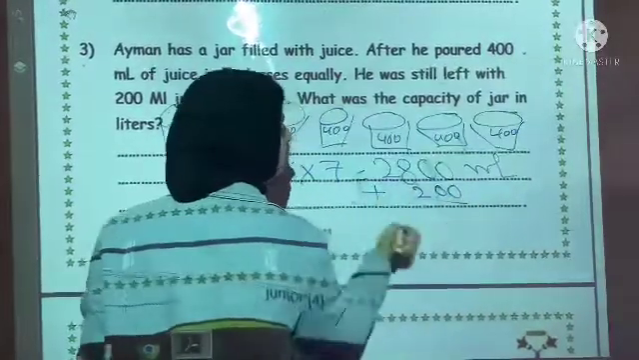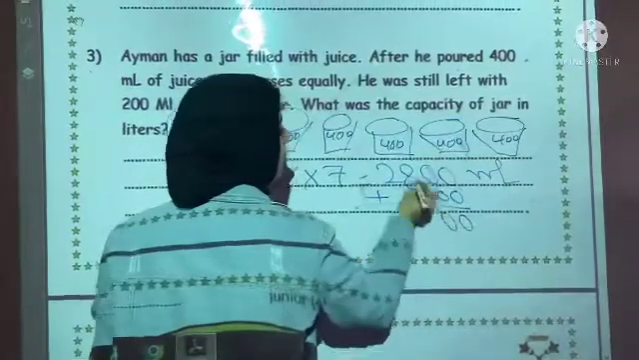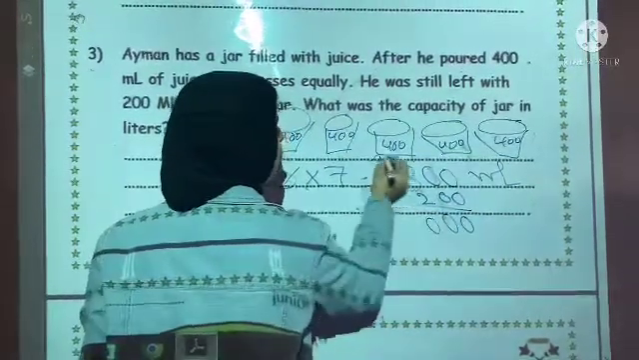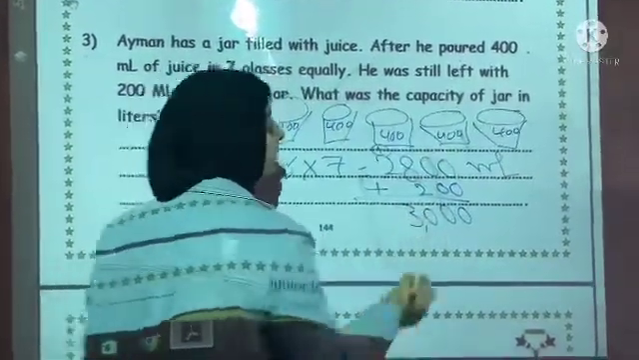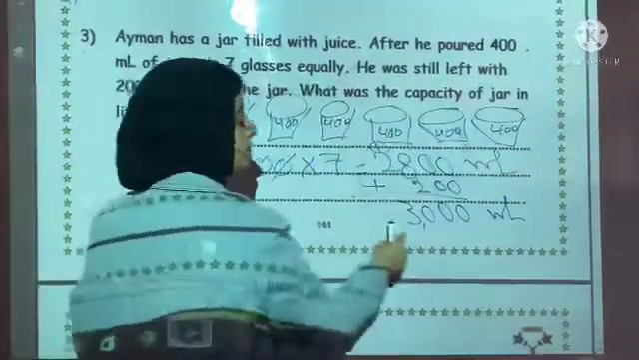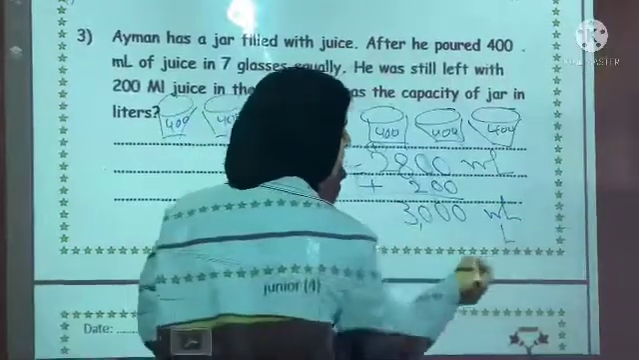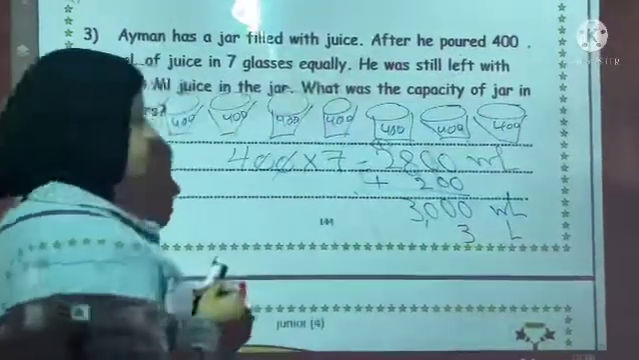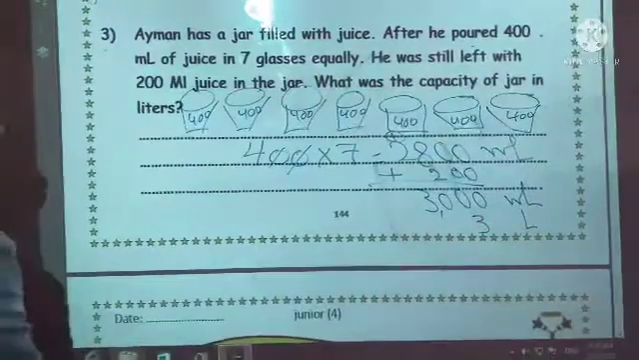I'm going to add: 0 plus 0, 0, 8 plus 2 is 10, 0 and carry 1, 1 plus 2 is 3. So it will be 3000 milliliters. So the jar was 3000 milliliters. That means how many liters? That means 3 liters. This is the capacity of the jar.